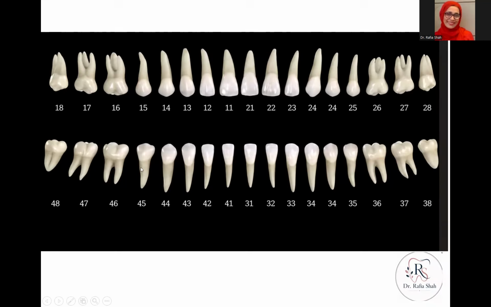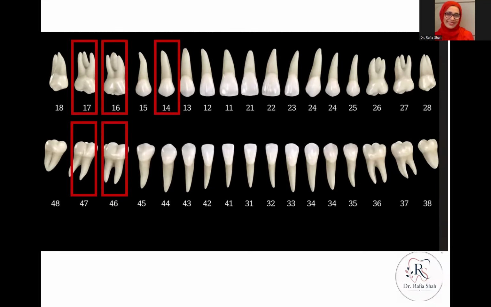But out of these teeth, a few are multi-rooted, like tooth number 14, 16, 17. 18 we don't consider because we don't usually treat it. So in the upper arch, tooth number 14, 16, 17, and on the opposite side, 24, 26, and 27, whereas in the lower arch, tooth number 46 and 47, and tooth number 36 and 37. The anatomy of such teeth is different from the anatomy of single-rooted teeth.